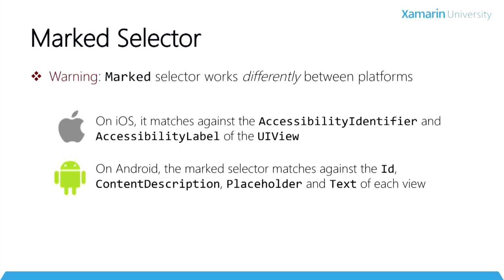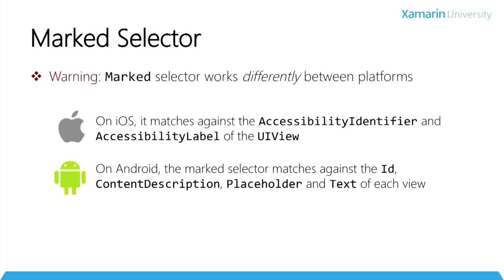On iOS, the selector will search through the accessibility identifier and the accessibility label of the views looking for the specified value. Most of the time we don't set those fields, however. They're really intended for screen readers and other assistive accessibility features. In fact, we didn't set these properties on the tests we've run so far, but we were still able to identify controls using the text value.